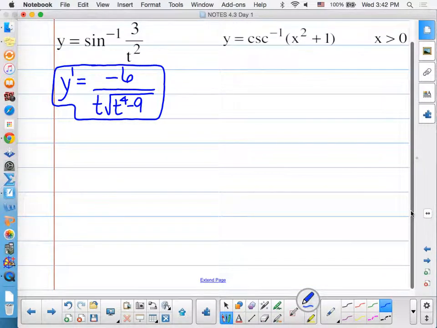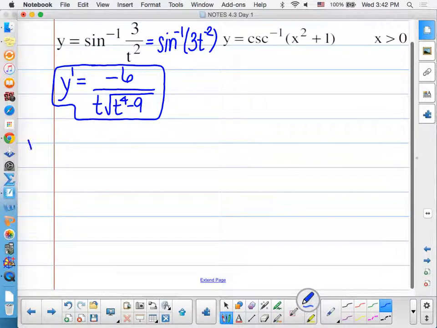So to do this first one, you might want to think about what that radical, or what that function, could be rewritten as. So an equivalent function here would be inverse sine of 3t to the negative 2. So we might want to use that interchangeably.